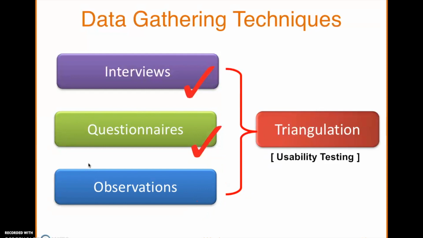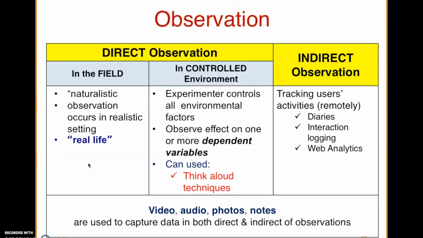The third data gathering technique that we'll be discussing is observations. There are two types of observations, direct and indirect observations. For direct observation, there are two further types: direct observation in the field and direct observation in a controlled environment. For direct observation in the field, people are observed as they do their tasks in their natural settings, in real-life situations.